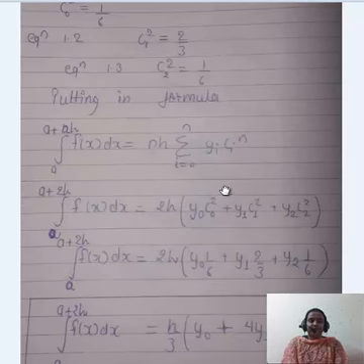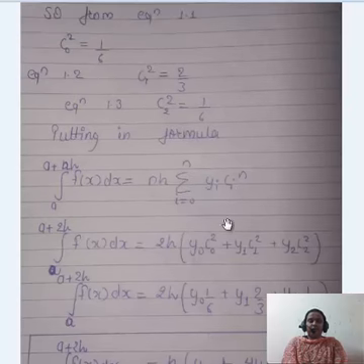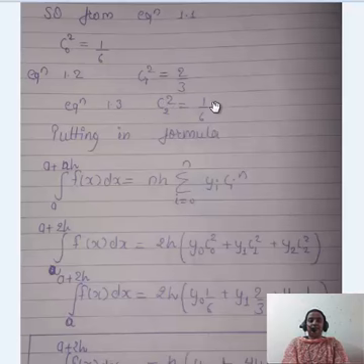Again, from equation 1.1 we get c_0^2 is equal to 1/6. From equation 1.2 we get c_1^2 is equal to 2/3. And from equation 1.3 we get c_2^2 is equal to 1/6. Putting all these three terms in the formula we saw, the integration of f(x) dx from a to a plus 2h is equal to nh times the summation from i equals 0 to n of y_i c_i^n.